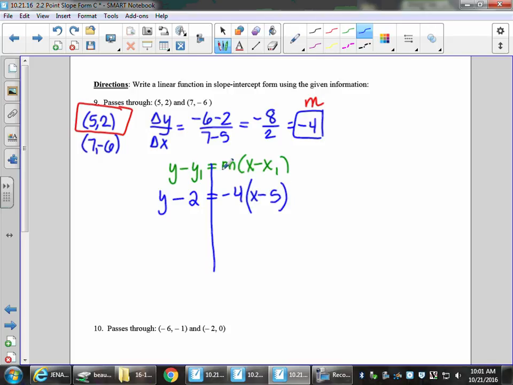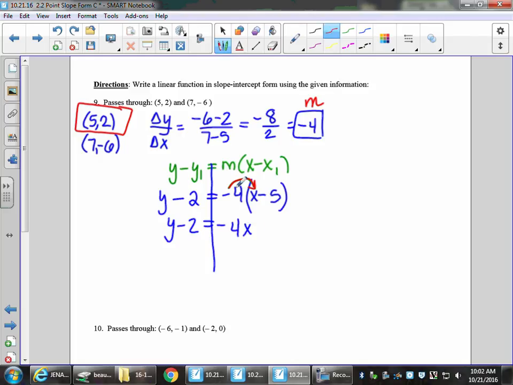So knowing this did all the work for us. We're just substituting in. From here, we use our algebra skills. How am I going to solve this? What do I do first? Anybody? What's that word that starts with a D? Distribute.